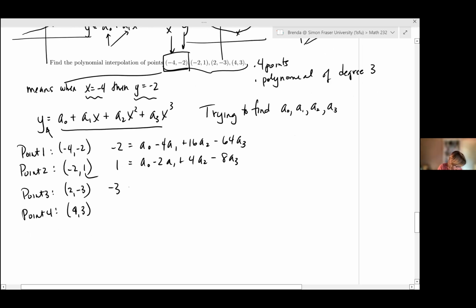The y value is -3, and substituting the x value as 2, I got this. a0 plus 2a1 plus 4a2 plus 8a3. And I got here in this point 4 where the y value is 3, and I'm substituting in x equal to 4, and I get this here.